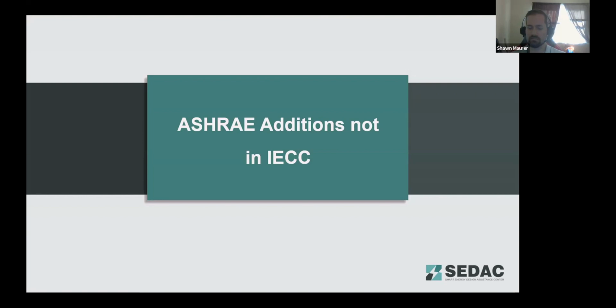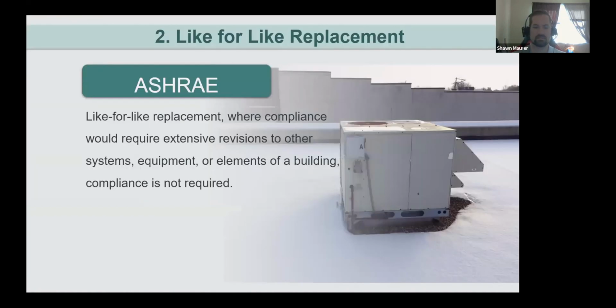Thank you very much, Ryan. So as Ryan mentioned, we're going to be covering a little bit about what ASHRAE has included in their standard that is not included in the IECC code. The first thing we're going to be looking at is for existing buildings, if you're replacing HVAC equipment, ASHRAE has an exception that allows like-for-like replacement in a special case condition where compliance would require extensive revisions to other building systems, equipment, elements of the building.